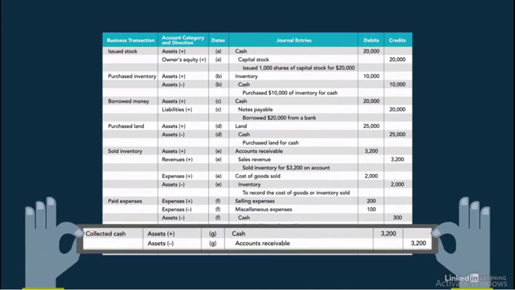Now, finally, with entry G, we are collecting cash from those individuals to whom we sold inventory in transaction E. Those customers owed us $3,200, and the $3,200 was originally recorded as an accounts receivable with a debit. Those folks are now paying us. In other words, once they make the payment, they don't owe us anymore. The accounts receivable account must be reduced, and it is reduced with a credit. Cash is then debited. We are trading one asset for another with this journal entry.